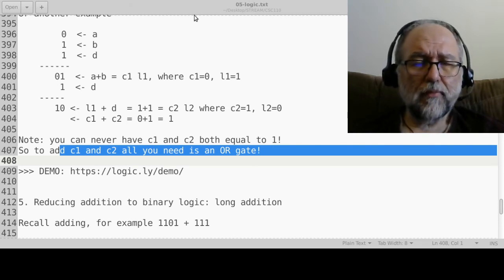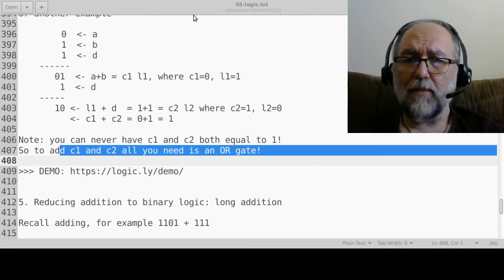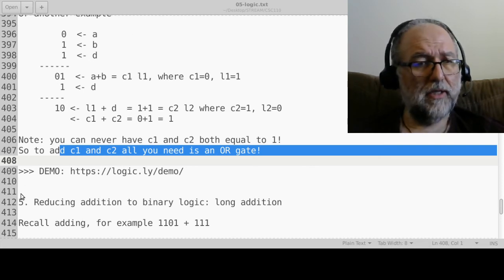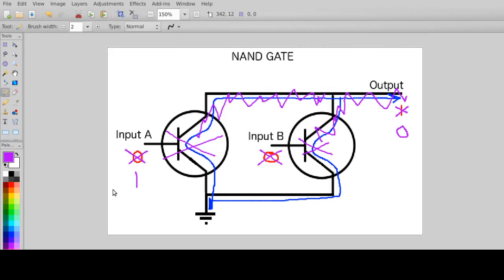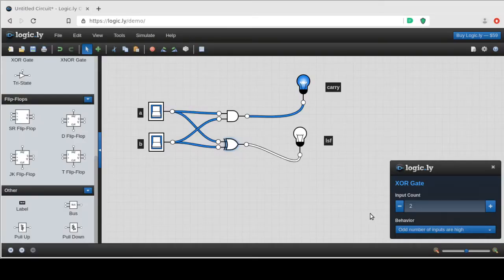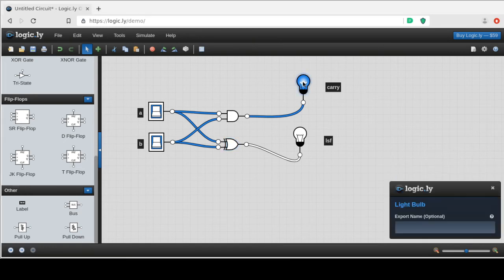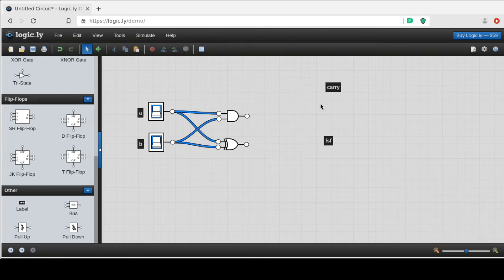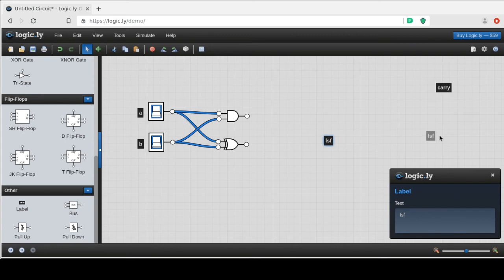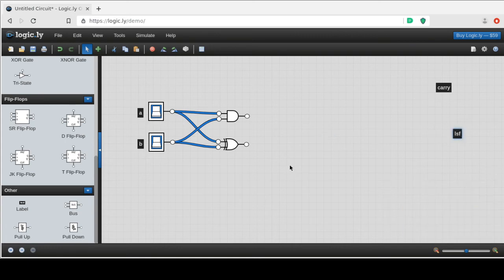So that might have been a bit abstract. Let me actually build it. Let's go back to our logic.ly site, and there it is. We already have one of the 2-bit adders up. I can always put the light bulbs back, but let me get rid of them for now, move those labels aside, and turn them off right now.